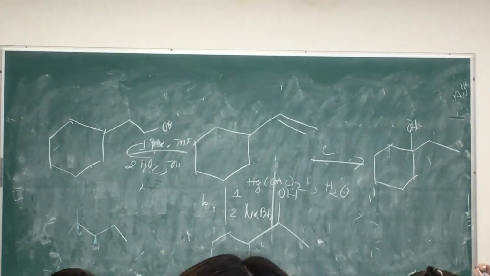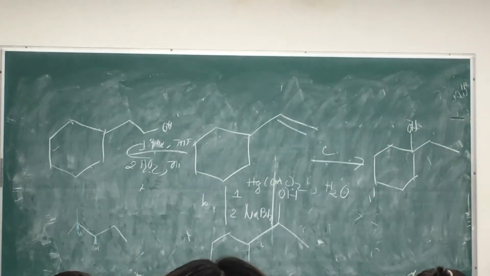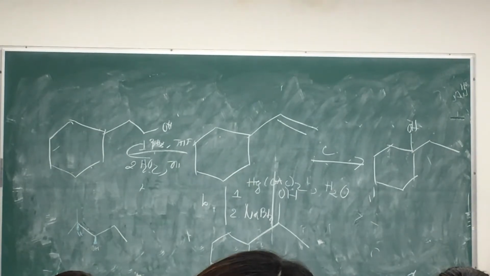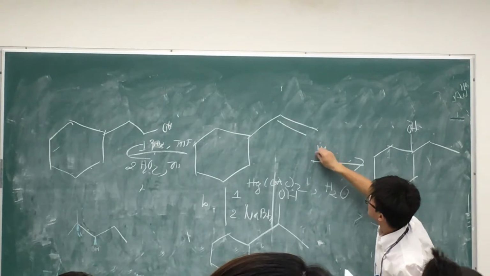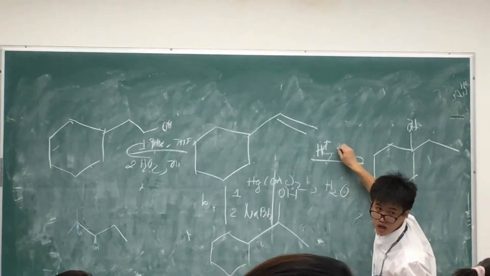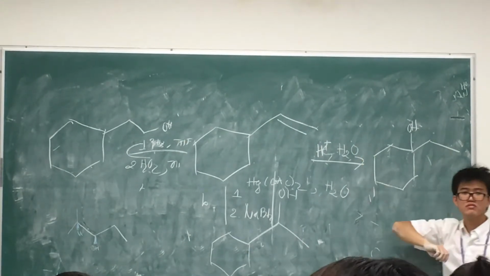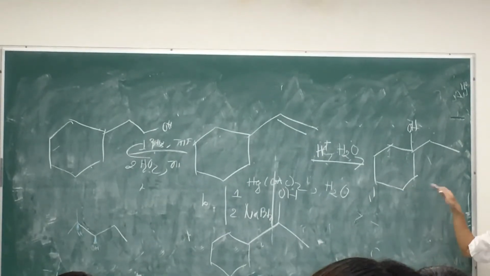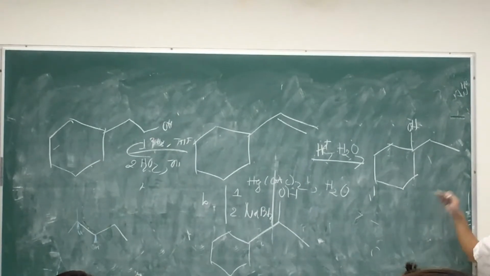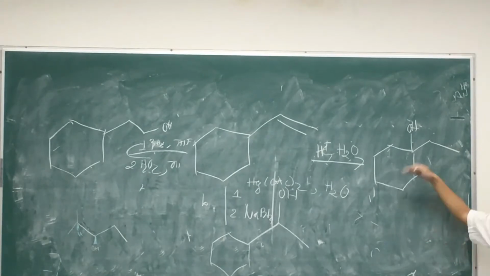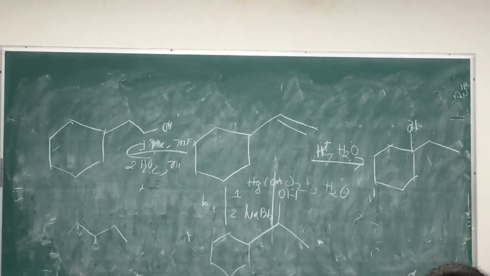It looks so weird. My double bond is there, but my OH group is here. What do I use? H plus and H2O. Okay, now big picture, hydration. It depends on where you want to put it. You can use different reactions.